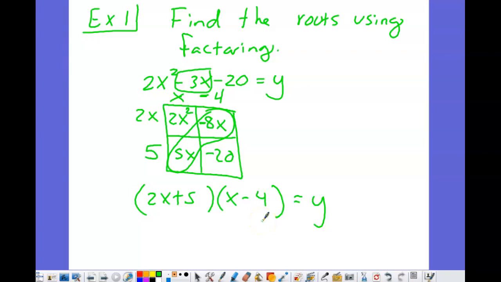Now that's old, and I just want to give you an opportunity to review that because we're using factoring today to find roots, okay? Now let's actually find the roots. You ready? What's the first thing you do if you want to find roots?